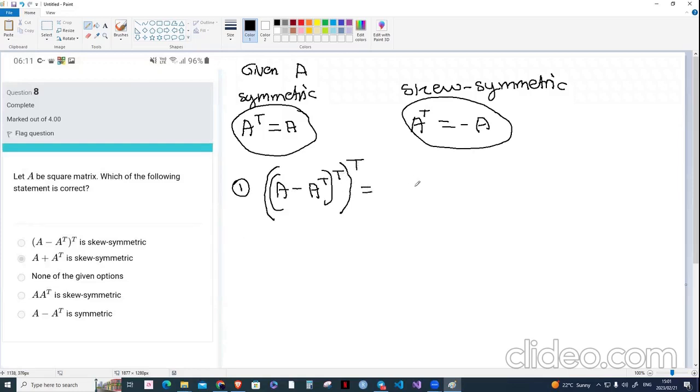I'm going to start with the inside transpose, the inside this one. So this one will be A^T minus A^T, this is the outside transpose. This will give us A^T minus A^T^T, which is equal to A minus A^T.